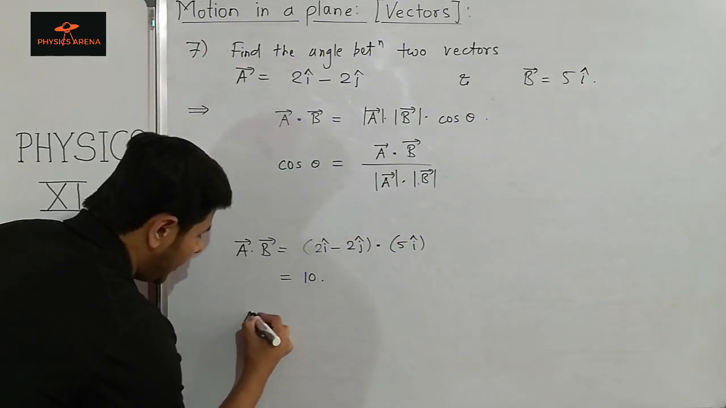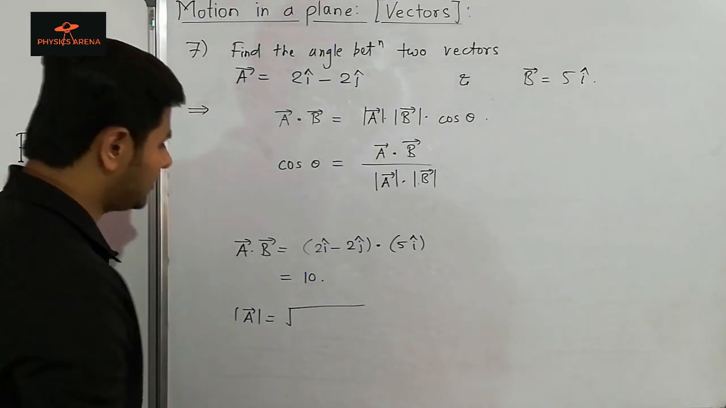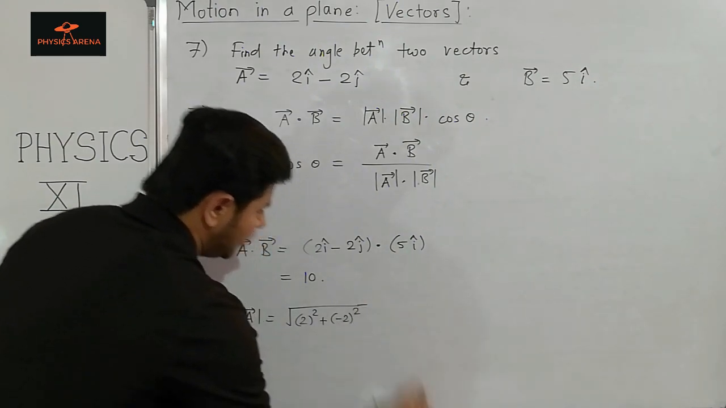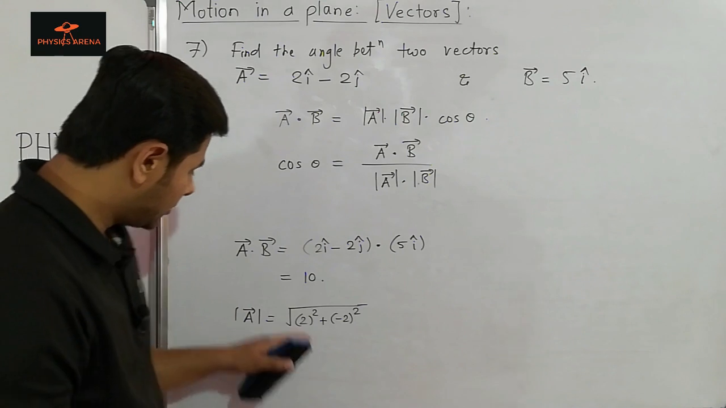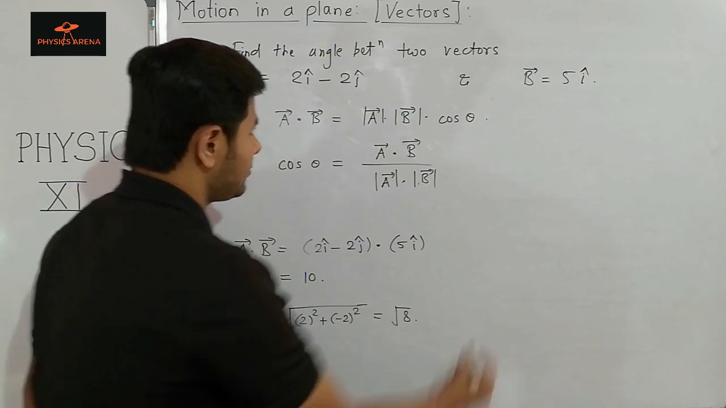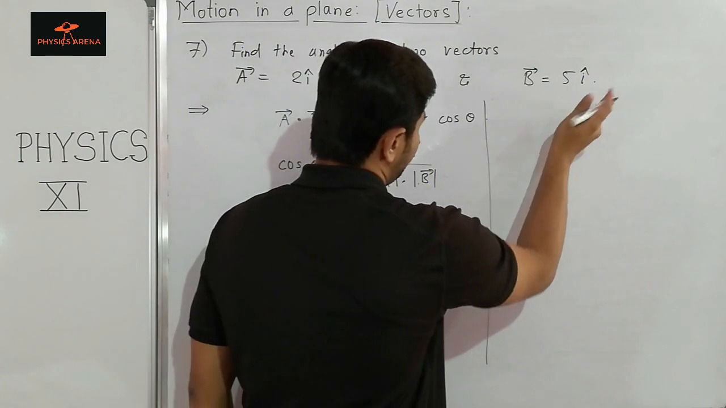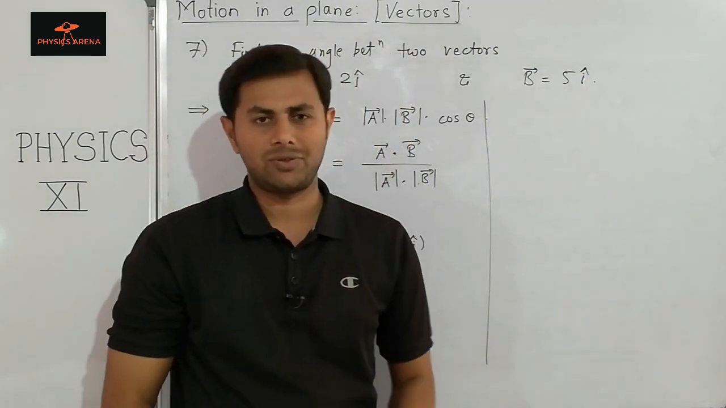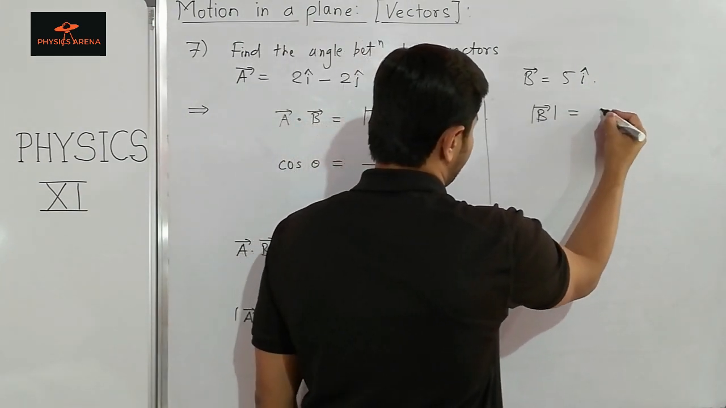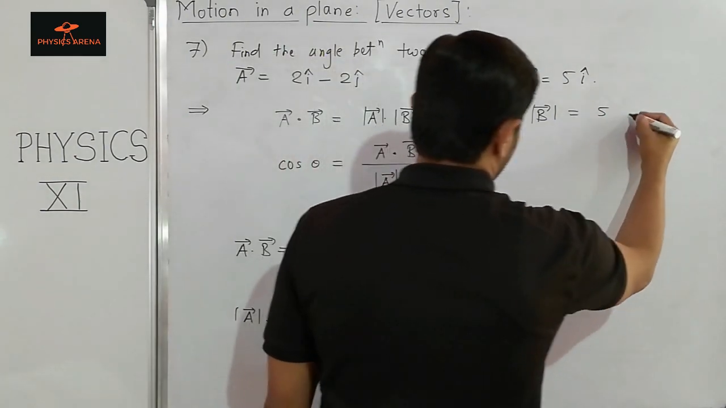Then magnitude of A is the square root of ax square plus ay square plus az square, which is 2 square plus minus 2 square, and there is no az, so that's it. So 2 square is 4, minus 2 square is 4, so it is square root of 8. Then magnitude of B, it should be clear that it has only one component, so magnitude of B is 5 units.